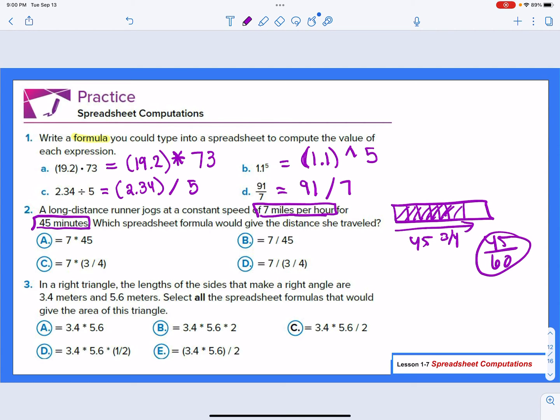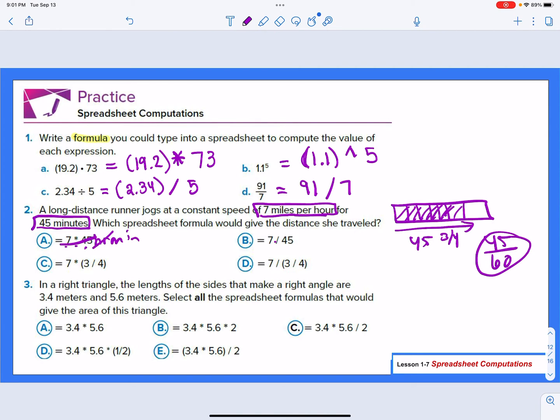So on the first one, they had 7 times 45. That would be true if you had 45 hours, but we have minutes. So that doesn't make any sense. 7 divided by 45 minutes, that doesn't make sense either. It's going to be a really small number. You're going to get like 1/6.